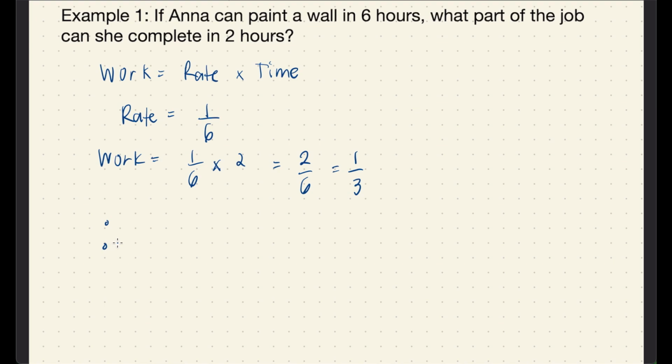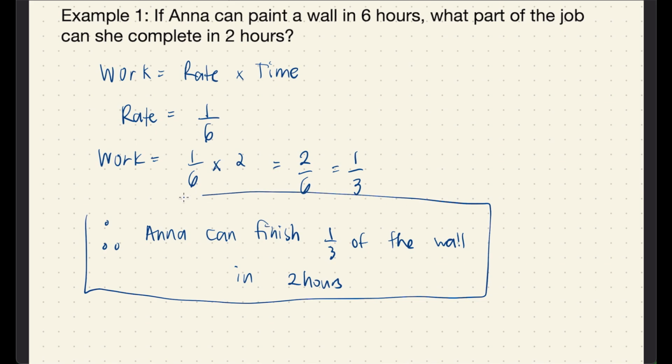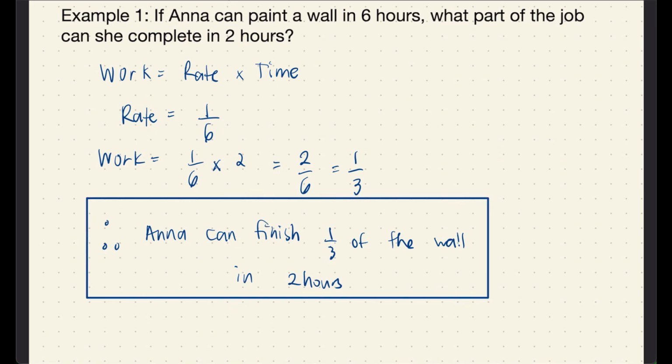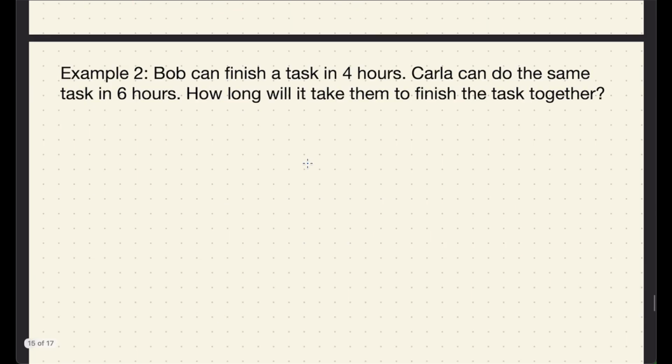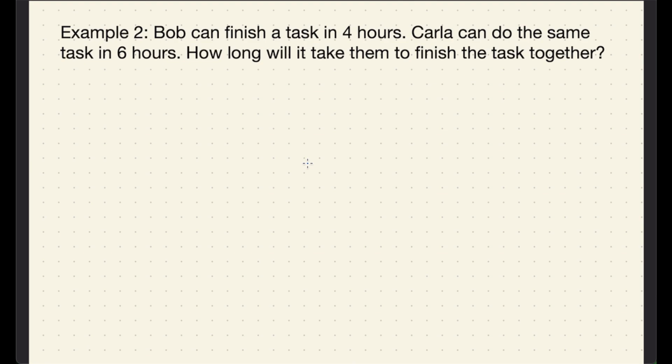So therefore, in that case, Anna can finish 1/3 of the wall in 2 hours. Okay? So that is basically using our general formula for work. Now, for the next example involving two persons, we have Bob and Carla. For example number 2, Bob can finish a task in 4 hours, and Carla can do the same task in 6 hours. So how long will it take them to finish the task together?